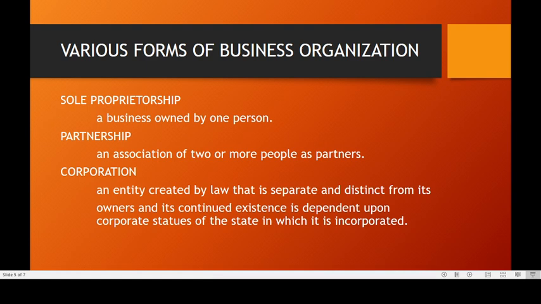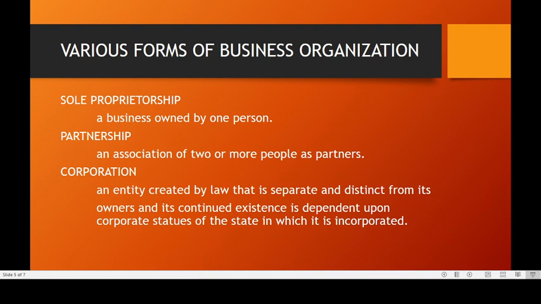Okay? That's another characteristic. Then, under corporation, the operation of the corporation is not managed by all shareholders. Usually, they have what we call the board of trustees or board of directors, which is responsible for the operations of the business organization. In sole proprietorship, the sole proprietor is responsible for the day-to-day operation, while in the partnership, all of the partners are also responsible for the day-to-day operation.